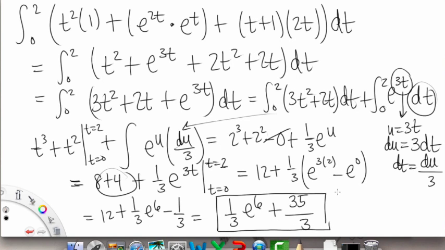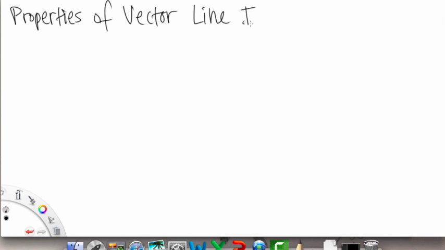Alright, so now on to a new topic. These are also in your book in a table, I believe. But these are properties of vector line integrals. So I just want you guys to be familiar with these. They do come in handy sometimes when you're working with them, as far as simplifying problems and things.